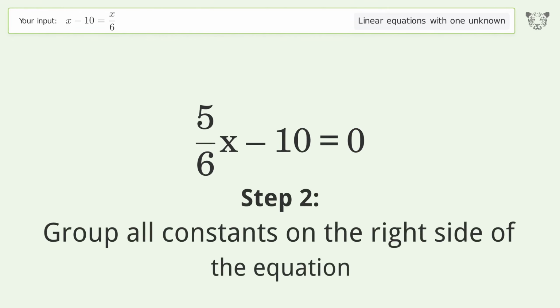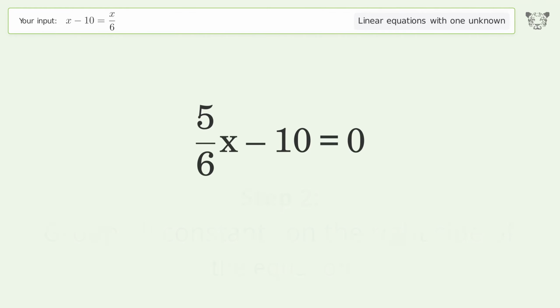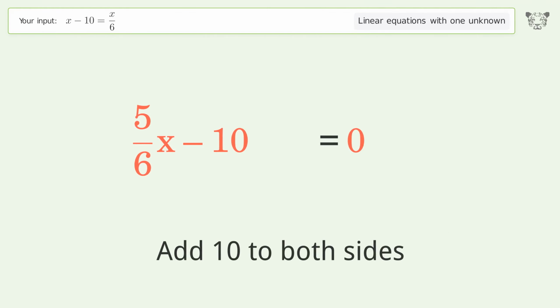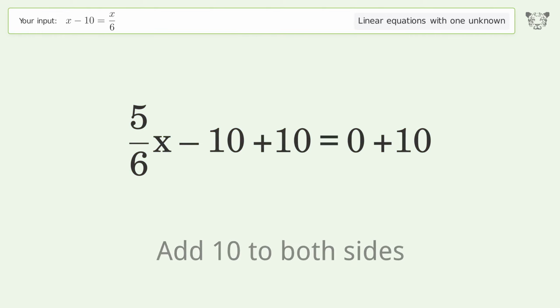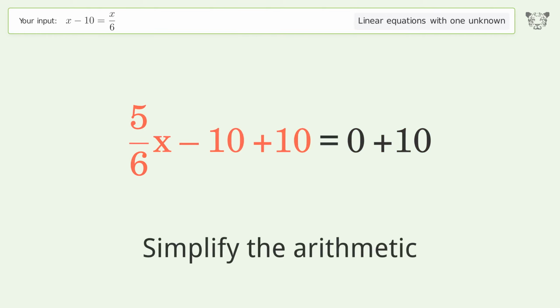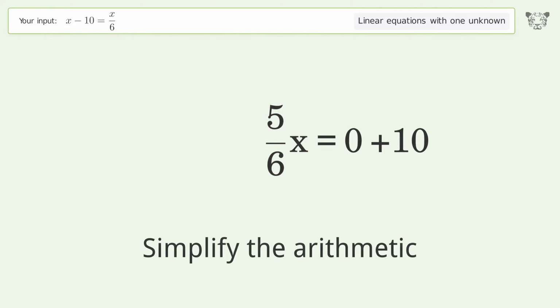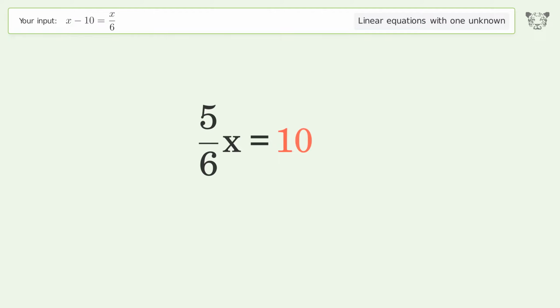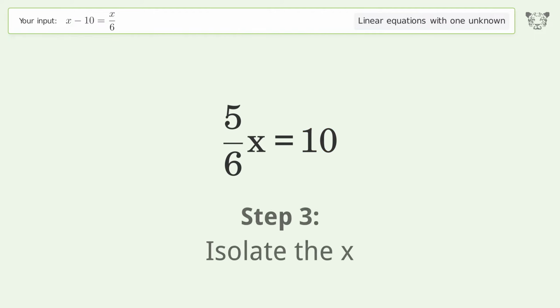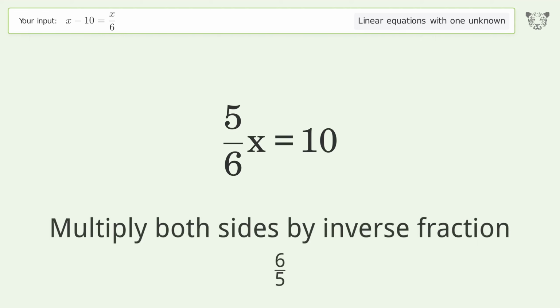Group all constants on the right side of the equation. Add 10 to both sides. Simplify the arithmetic. Isolate the x. Multiply both sides by inverse fraction 6 over 5.